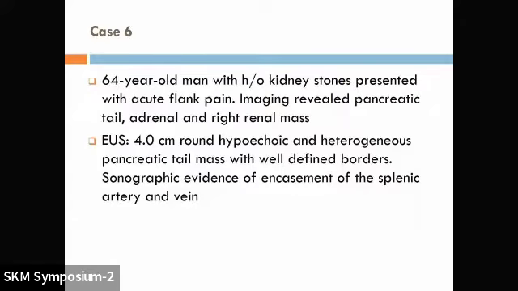So our next case is a 64-year-old man with a history of kidney stones, who presented with acute flank pain. And imaging actually revealed pancreatic tail, adrenal, and right renal masses. On EUS, a round hypoechoic heterogeneous pancreatic tail mass with well-defined borders was identified. And also, there was sonographic evidence of encasement of the splenic artery and vein.